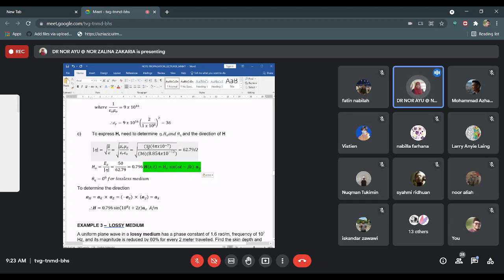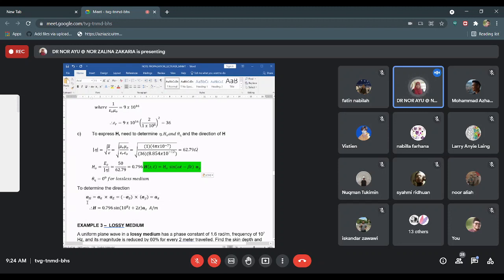I think it is written in the appendix, so refer back. So 4 pi times 10 power of minus 7, divided by 36. 36 is the epsilon r you found just now, and then this is epsilon naught. And then you will get this value. So you have found H naught, and then you just substitute it inside the equation.